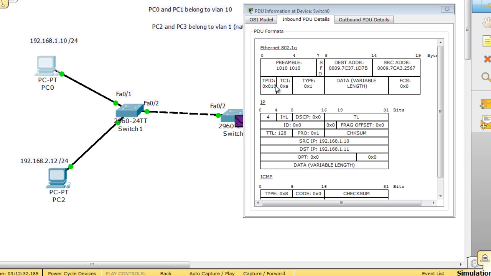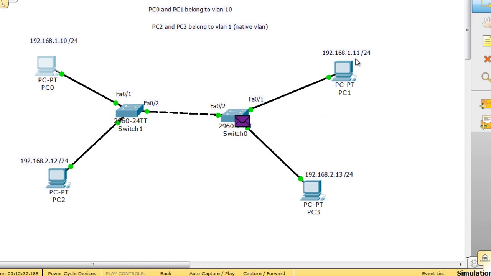Okay, let's open up the packet, and you see the inbound PDU now, because it's leaving switch 1 going to switch 0. It has the 802.1q tagging, and the outbound PDU same thing. No, the outbound PDU now doesn't have it, because it is on switch 0, and it is trying to reach PC0, PC1 up here on this side.